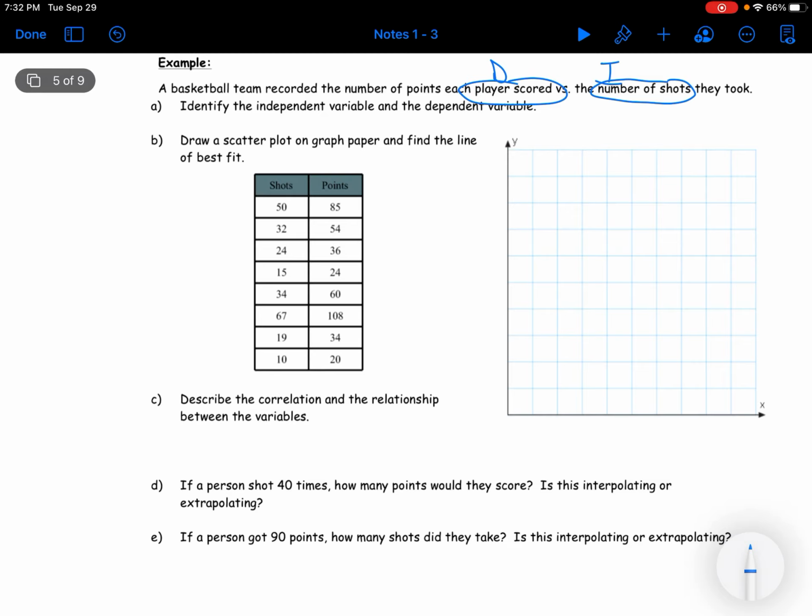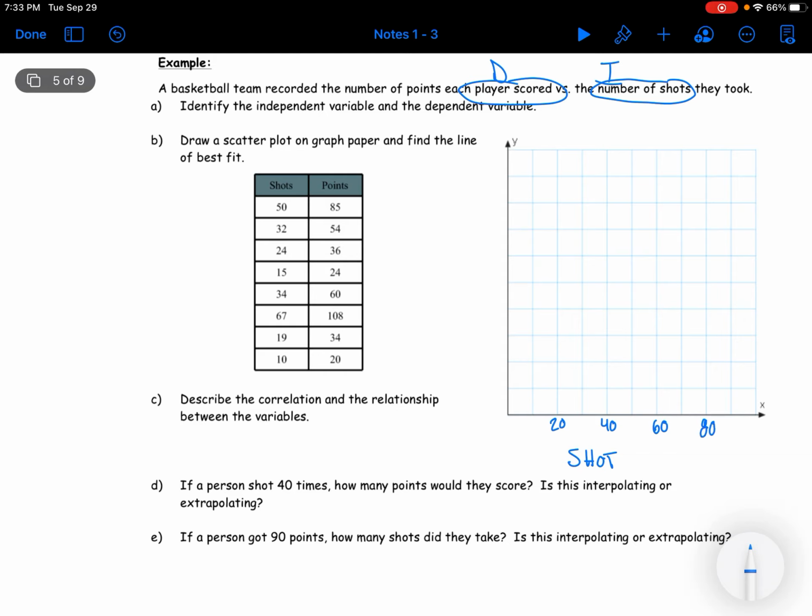So the independent variable is always going to go on the x values. So what we're going to do is have shots down at the bottom here. Now the most shots that we have are 67. I've got 1, 2, 3, 4, 5, 6, 7, 8, 9, 10 spots there. So I'm going to just count by tens. What I'm going to do is count every other square. So 20, 40, 60, 80, and be done.